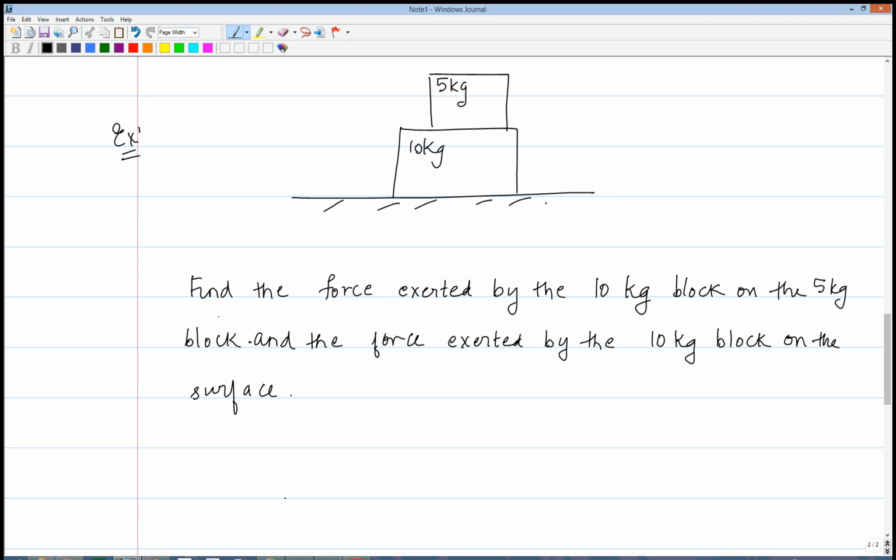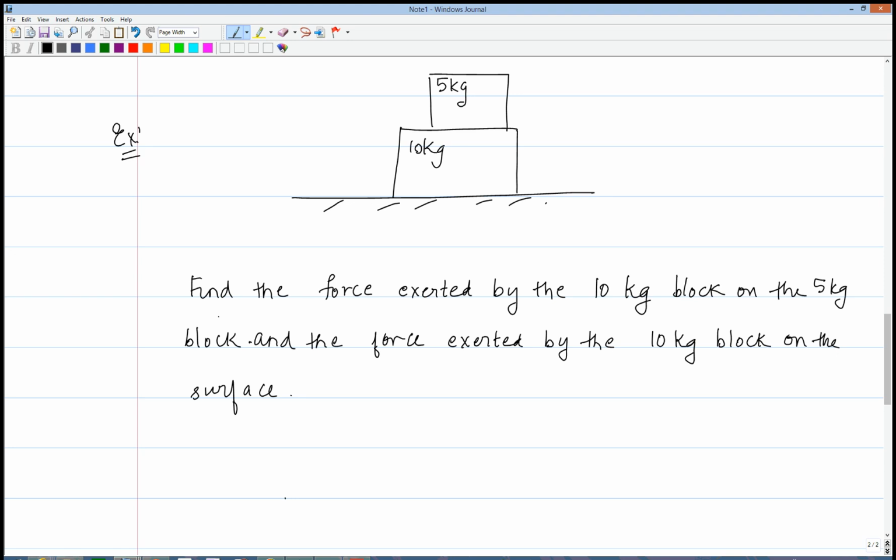In this problem, we have a 5 kg block sitting on top of a 10 kg block, and our goal is to find the force exerted by the 10 kg block on the 5 kg block and the force exerted by the 10 kg block on the surface. So as usual, we'll start by drawing our free body diagrams.